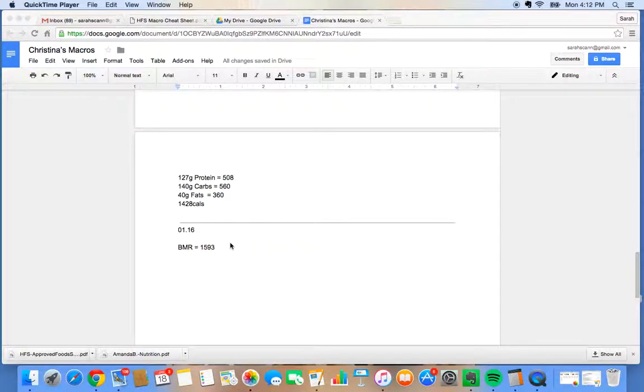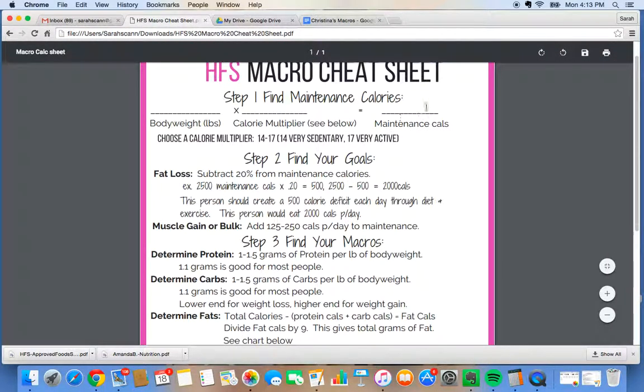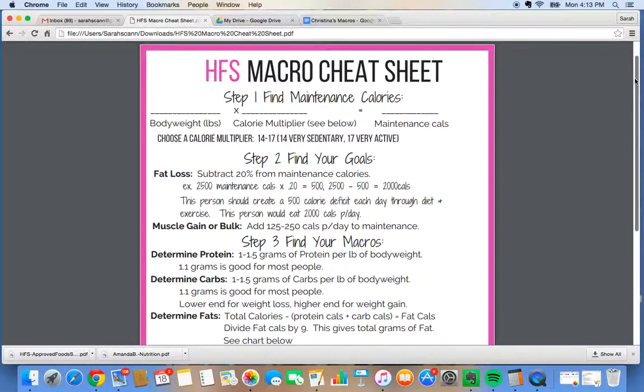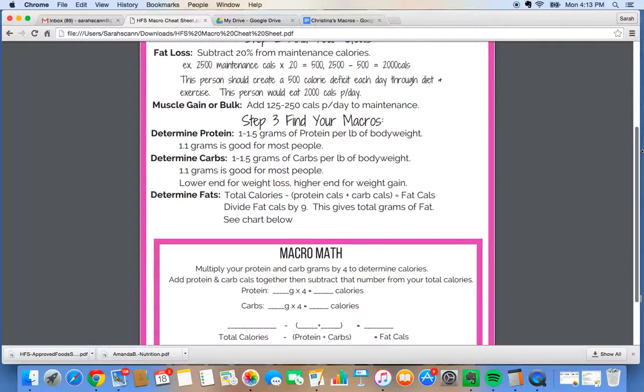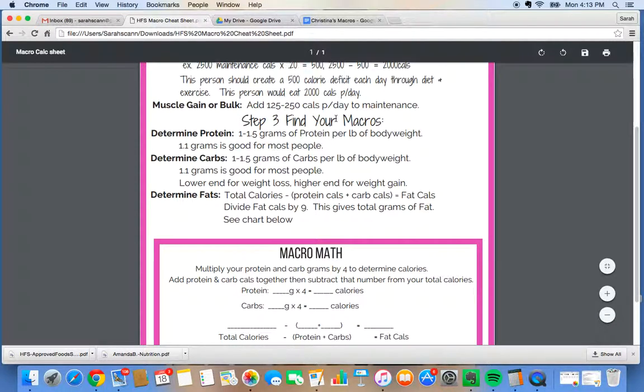Hi, I wanted to do a quick video to explain how to break down your macros if you already have your calorie goal. So in this example, your resting calorie rate was 1593. And so if you go to the macro cheat sheet that I sent you, here are the maintenance calories, which you already know what your maintenance calories are. I'm sorry, what your resting calories are. So you're going to want to scroll all the way down to step 3 to find your macros.